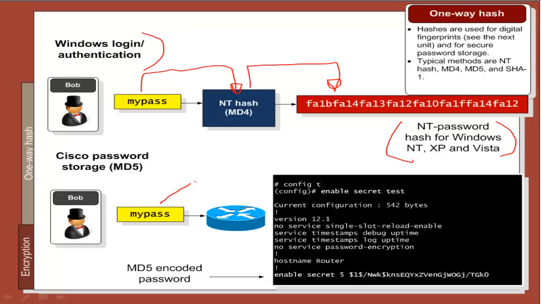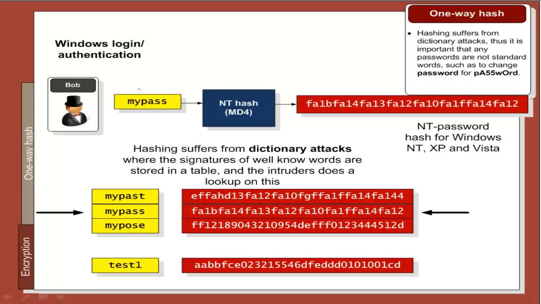We also see it on Cisco devices where a secret password is hashed into the configuration file, in this case with MD5. Unfortunately it suffers from what's called dictionary attacks or rainbow tables. In this way an intruder can set up a whole table with well-known words or commonly used words, and then calculate the hash for each value. So in this case this hash is equivalent to this one here, so then the actual original password is this one here.